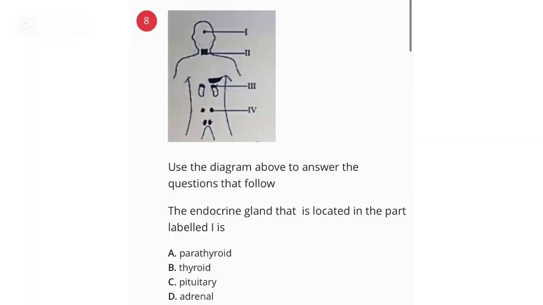Use the diagram above to answer the question that follow. The endocrine gland that is located in the part labeled I is A. Parathyroid, B. Thyroid, C. Pituitary, then D. Adrenal. Of course, it is located in the brain. So the answer is pituitary. Okay, whenever you see something pointed at the head or towards the brain, it is called pituitary. Then the one around the kidney is the adrenal.